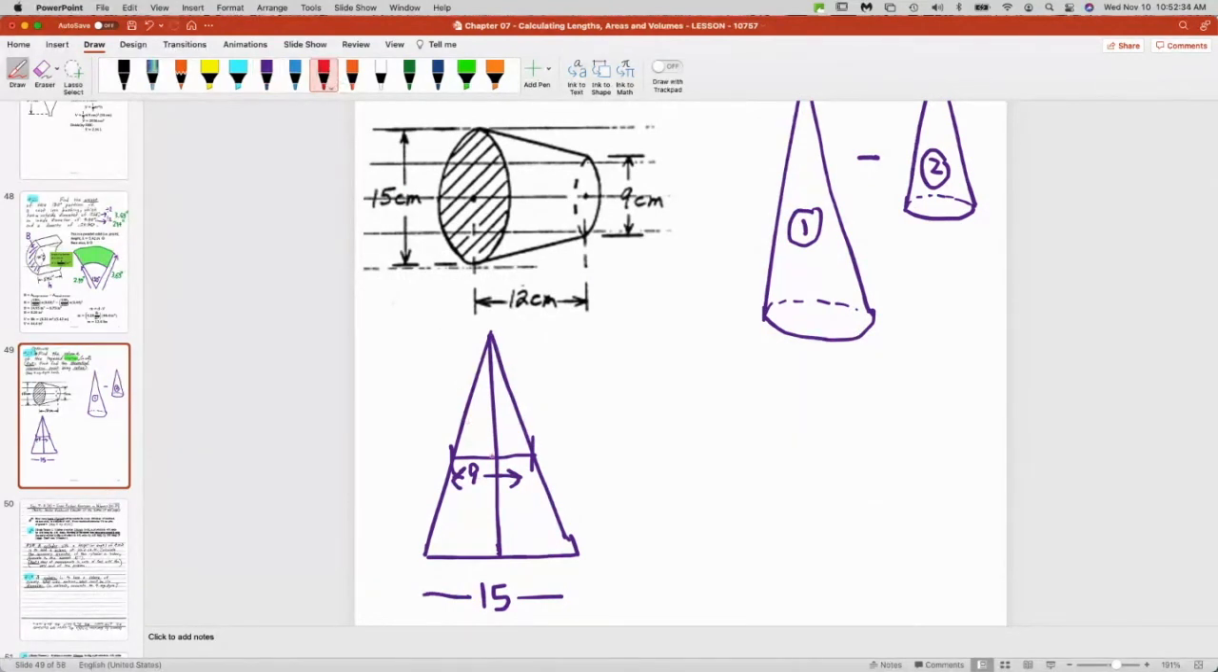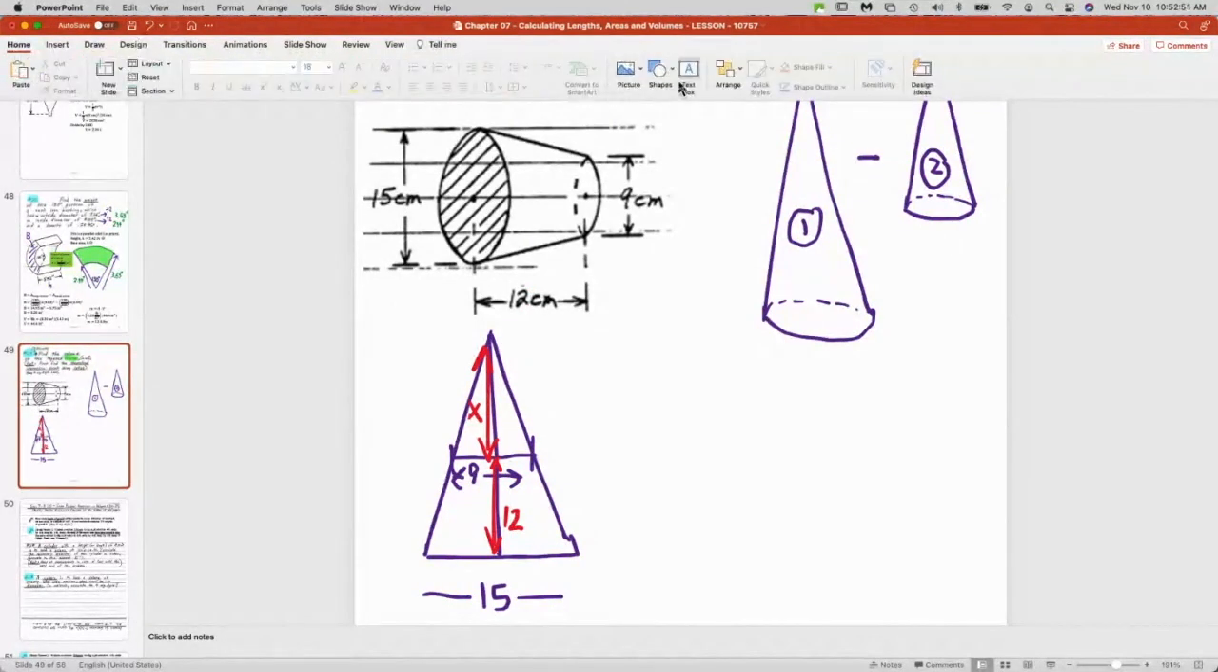And then we know the following. We know that this is 12. It would be very good to know what this is here, so I'm going to call that x. We can use similar triangles here to figure out the value of x, because once we have the value of x, then we can proceed.